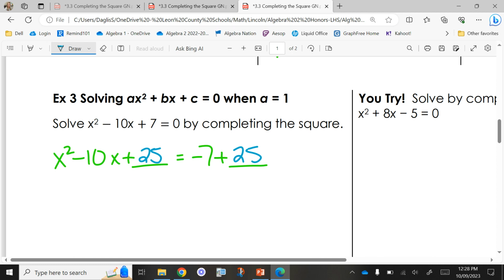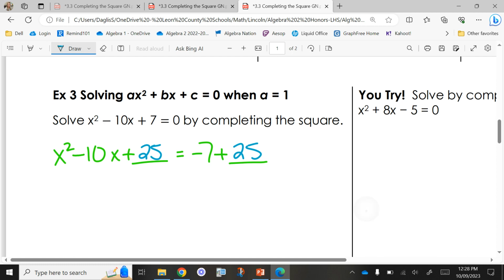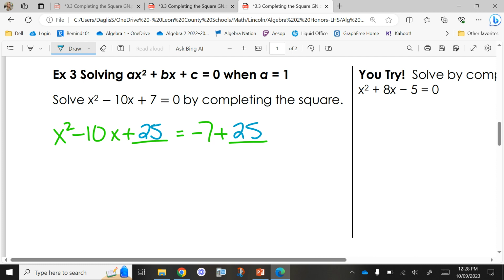We're not done. Okay, so what is my parentheses squared going to be?